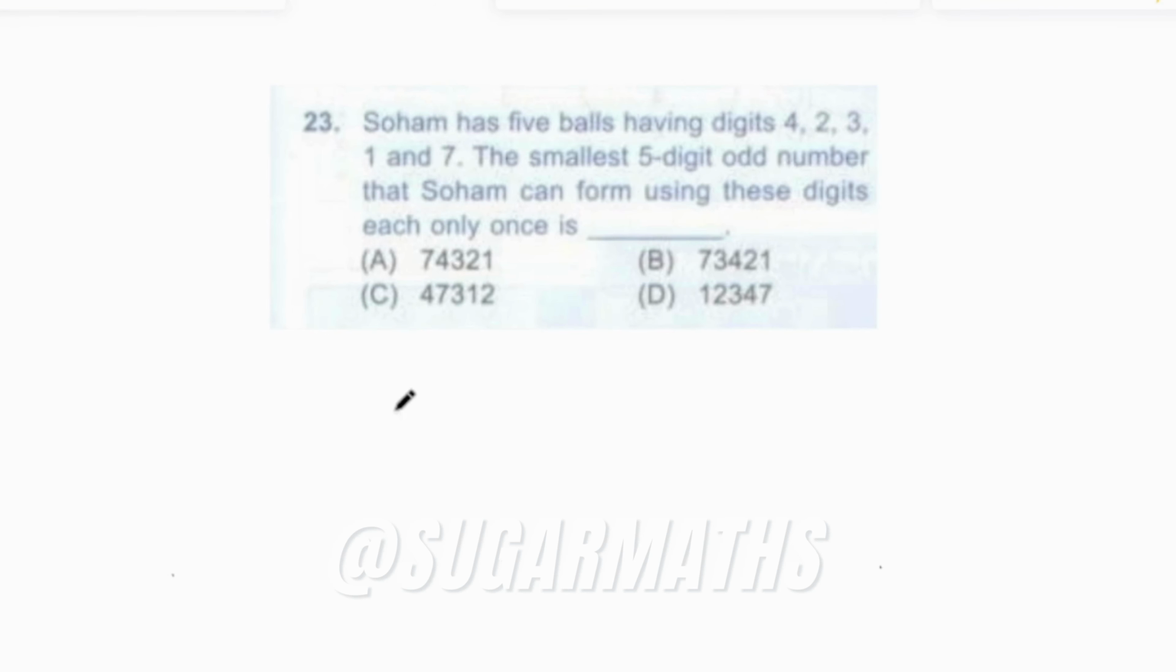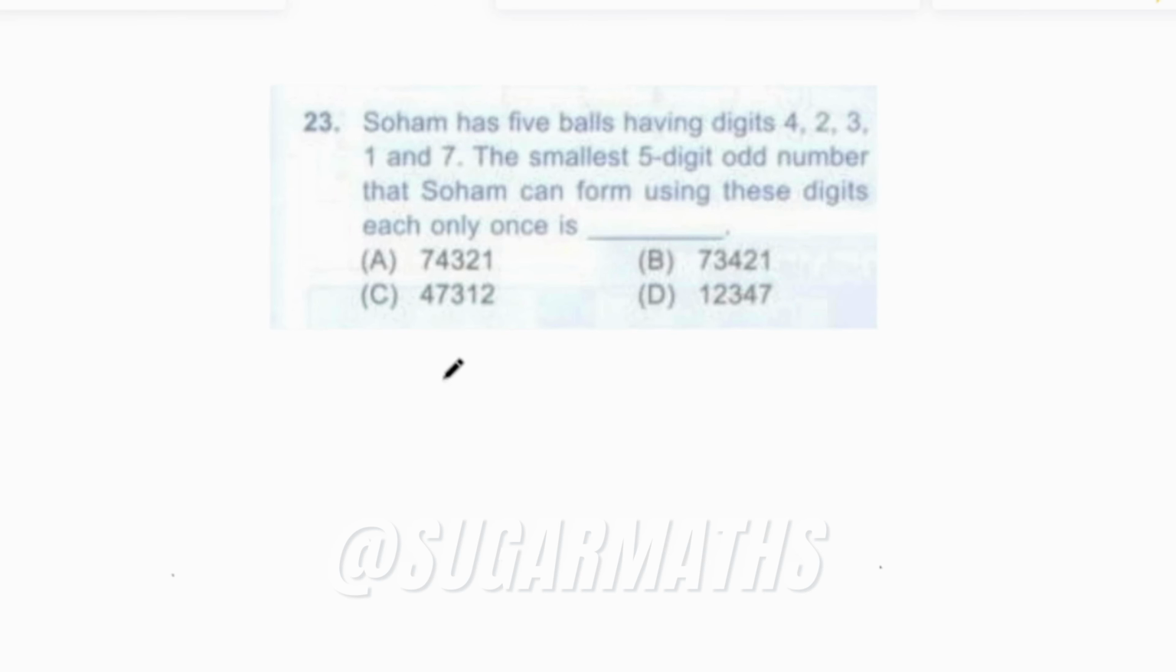Let's look at question number 23. Soham has 5 balls having digits 4, 2, 3, 1 and 7. The smallest 5-digit odd number that Soham can form using these digits each only once is. So the conditions are he has got 5 balls numbered 4, 2, 3, 1 and 7, and we need to construct a 5-digit number where we do not repeat the number, and it also has to be an odd number.